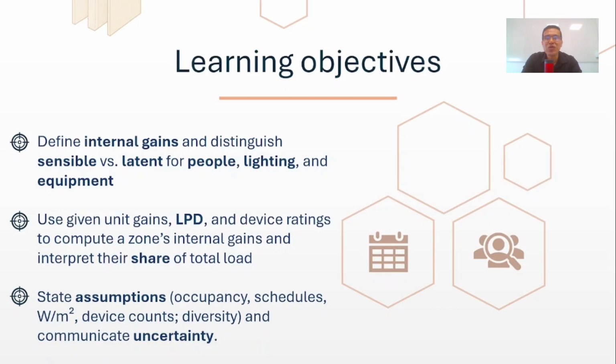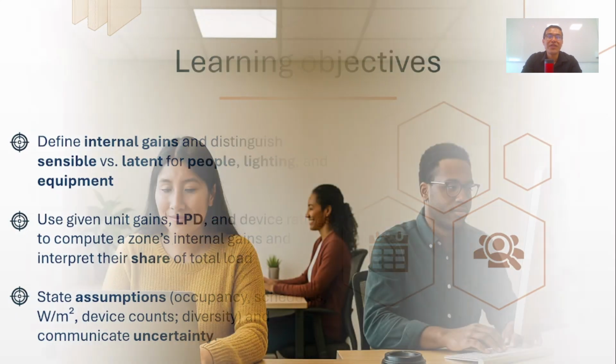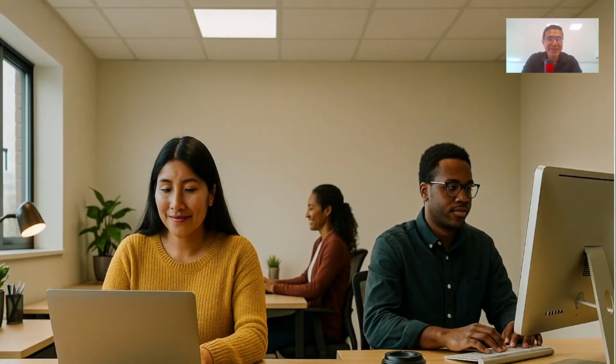Finally, we'll teach you to be a responsible modeler. You'll learn how to document your assumptions, things like occupancy schedules and how often equipment is actually used. This is a critical step because it makes your work transparent, reproducible, and ready for peer review. It's an essential part of good engineering practice.